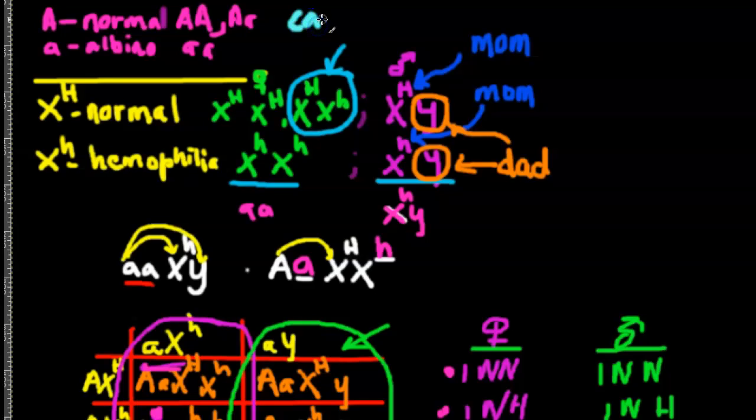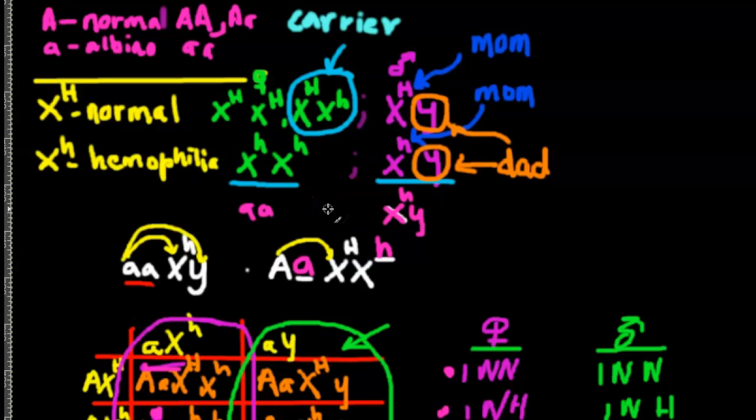Notice in X-linked, males do not have two of the alleles. They only have one X. Since they only have one X and the other allele is a Y, they cannot be carriers because heterozygotes are carriers. So nothing goes on the Y. So if you look at this, XH comes from the mom because the Y comes from the dad.